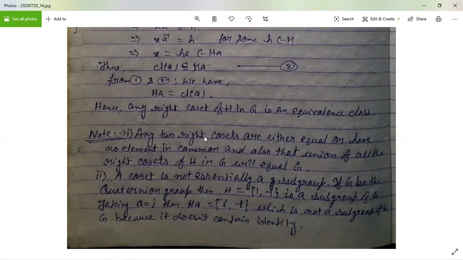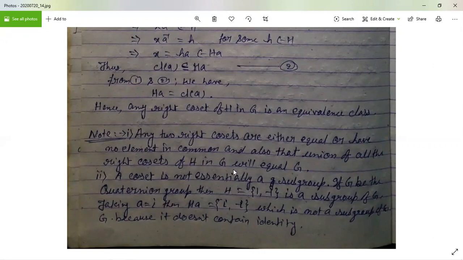The second point is that a coset is not necessarily a subgroup. If G is the quaternion group, then H equals 1, minus 1, which is a subgroup of G. Then for A equals i, we can take the coset i, minus i. This is not a subgroup of G because it does not contain the identity element.